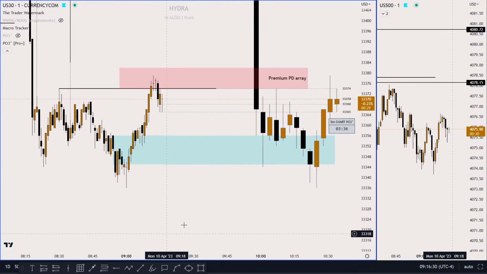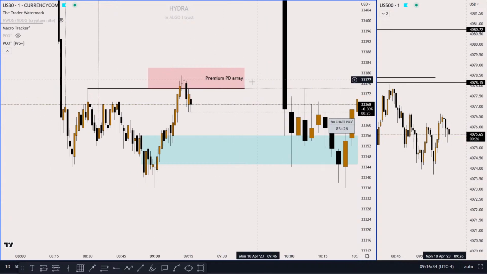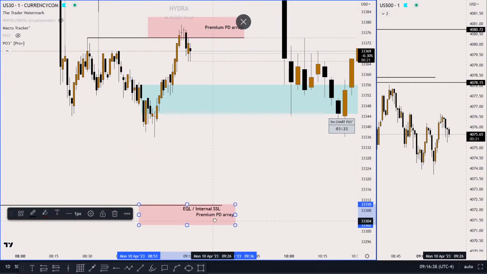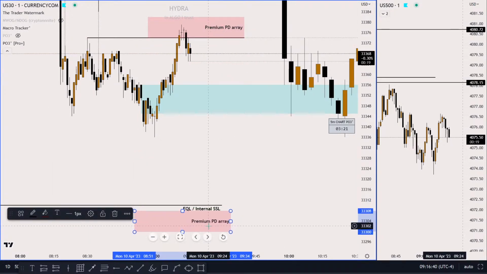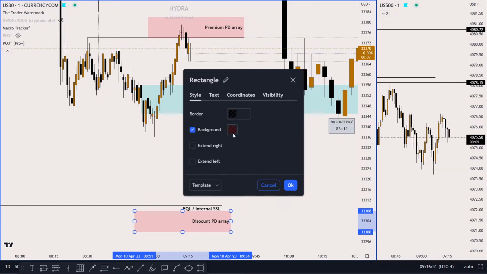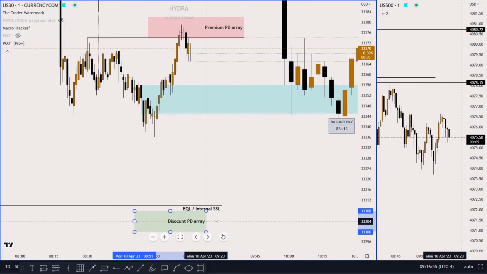That's a premium PD area, right? That's how you know if price is in a premium zone or a discount zone. Where is our discount PD area? Our discount PD area is right here. Everything is correct. That's our discount PD area.